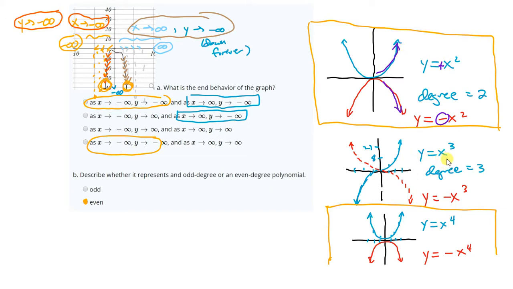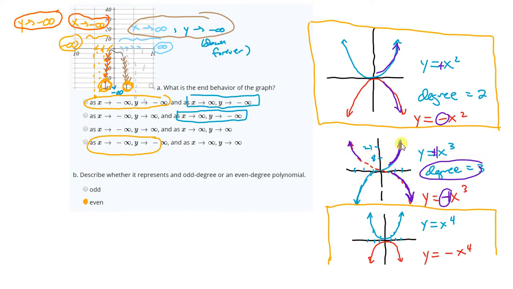Same thing here. If I have a positive 1, I'm going to go up to the right. If I have a negative 1, this is really negative 1, I'm going to go down to the right. The sign of the leading coefficient tells you what happens as you move to the right. How about what happens when you move to the left? Well, that depends on the degree. Is it odd or even? So if I know I go down to the right and I have an odd degree, that means I have to go up to the left because I have to go opposite.